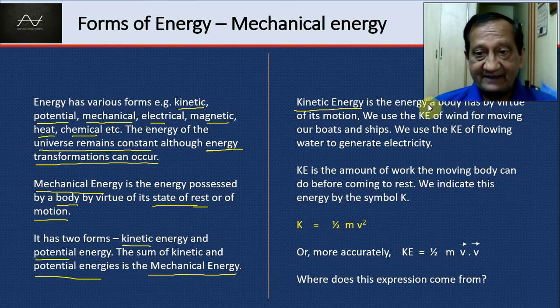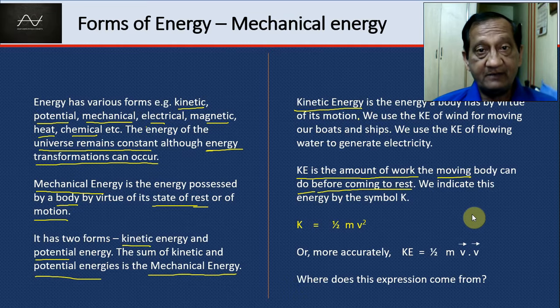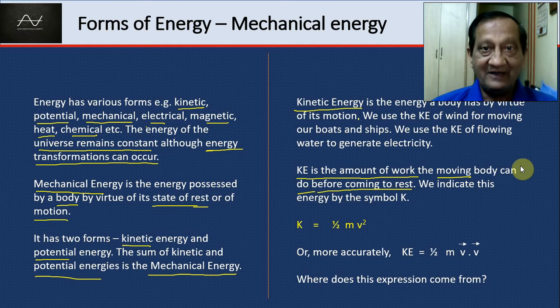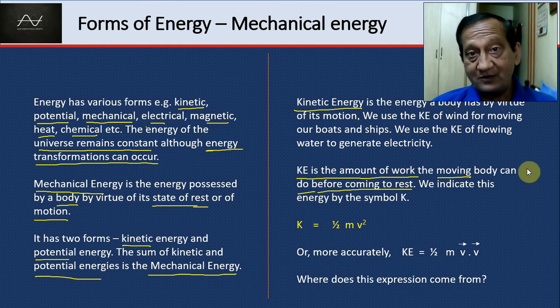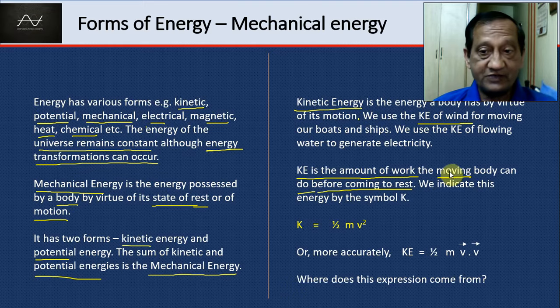So we can say that kinetic energy is the amount of work the moving body can do. That's right. But it is also the amount of work that was done on the body to bring it from rest to this speed. That means when force does work on a body, its kinetic energy increases. Historically, we have used the kinetic energy of wind for moving our boats and ships. Today, we use the kinetic energy of flowing water to generate electricity in hydroelectric power plants.